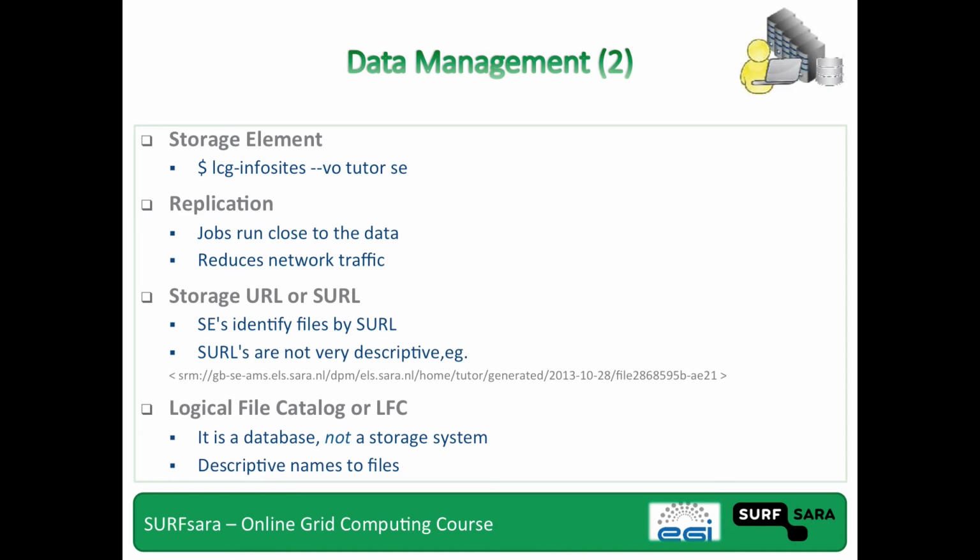SEs identify files by storage URLs or SURLs, and these identifiers are not very descriptive. So one example is the one that we see here, where it's just a file with a particular number and located in a folder which is just a date. So the Logical File Catalog allows you to give more descriptive names to your files and to order your files in a directory structure. Bear in mind that the LFC is not itself a storage system, it's just a database that keeps track of the files, so just think of it as a metadata store for file names.